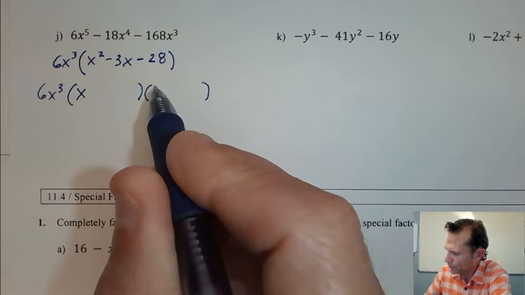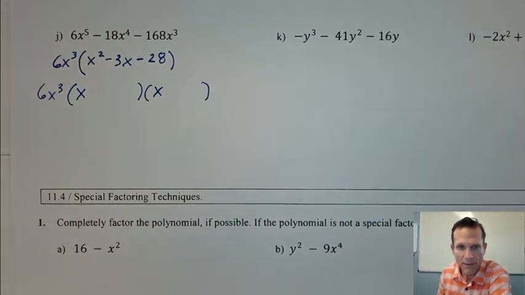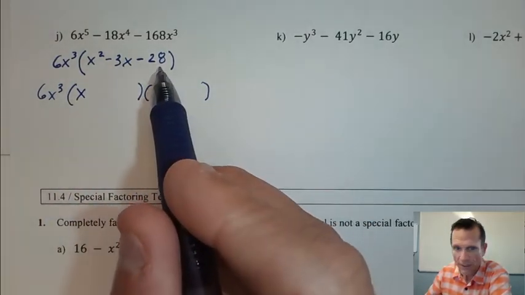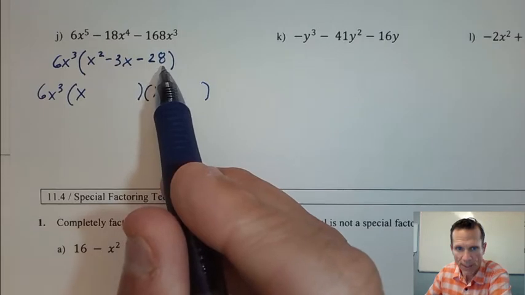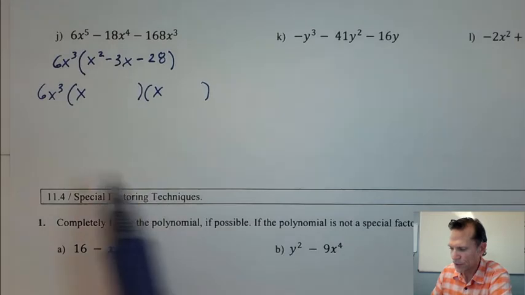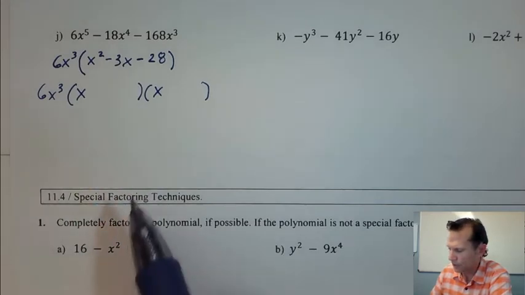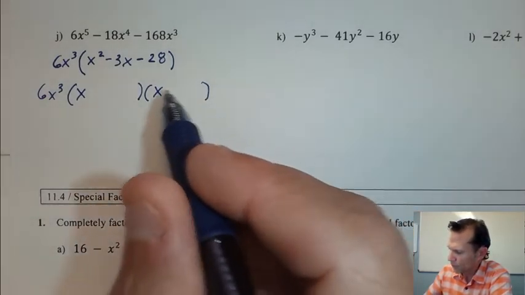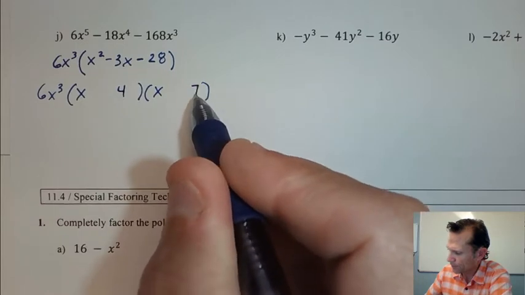We know we're going to have to use x and x here. And then one of the first things that comes into my mind with 28 is 4 and 7. If you're thinking 2 and 14, that could possibly work, but you would see that if you try that out, it doesn't work. So I'm going to put down my 4 and 7.